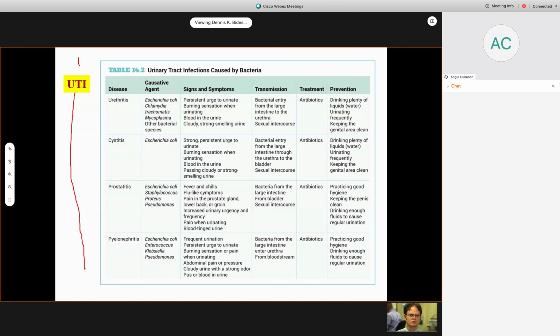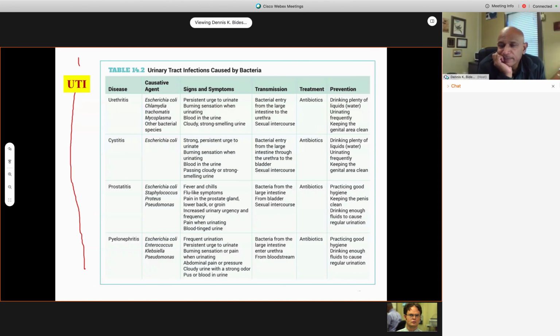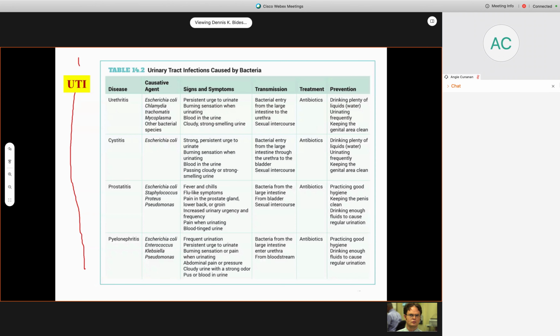So the quiz on Monday, is that just this chapter and not at all chapter 13? That's right. So as I said, it's only on bacterial STDs. Okay, thank you. All right. Other questions I can answer?